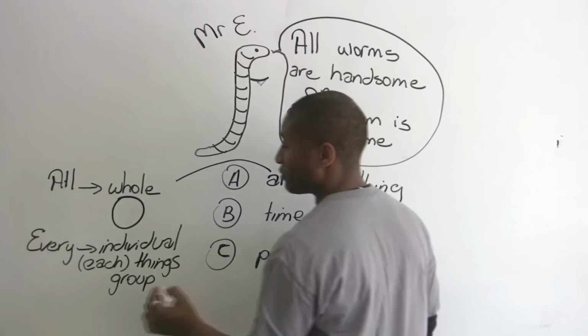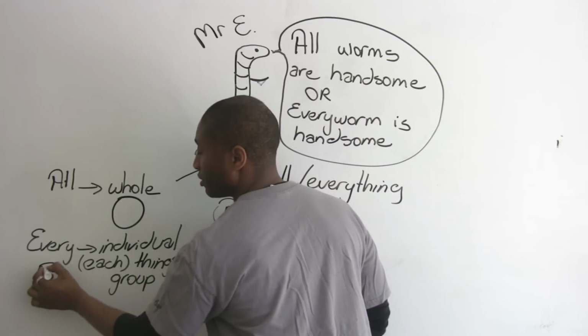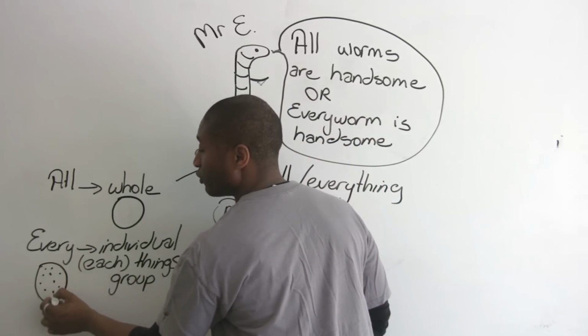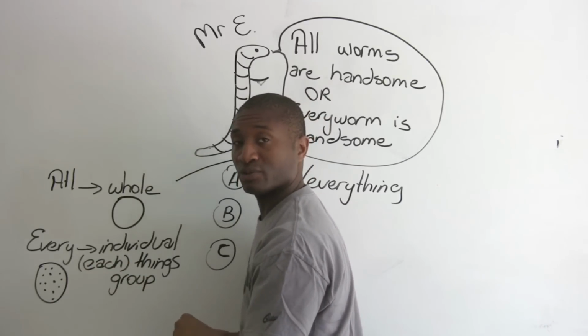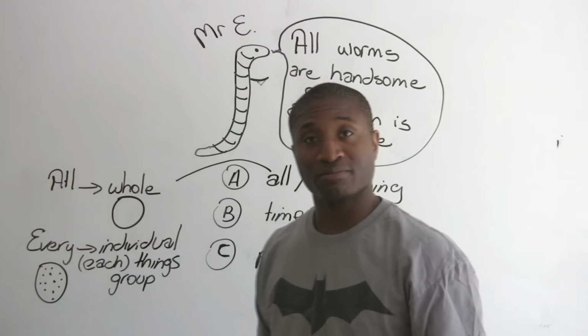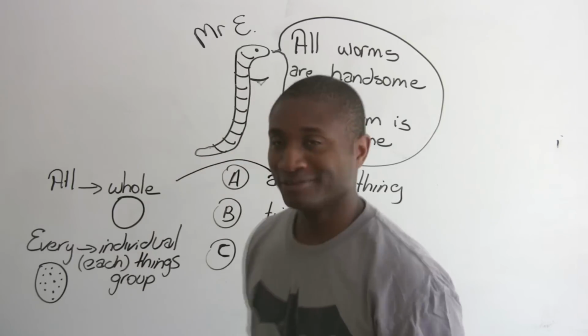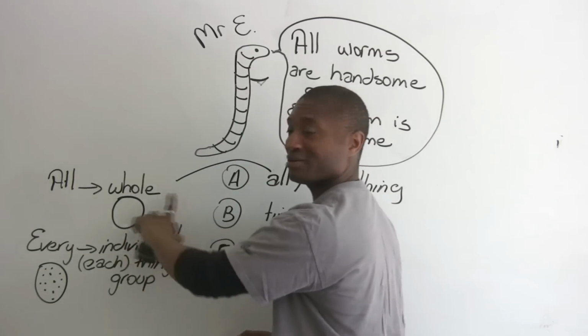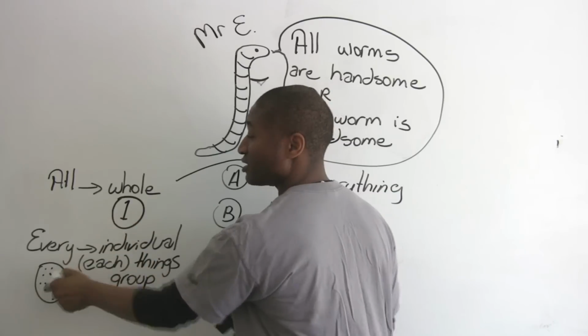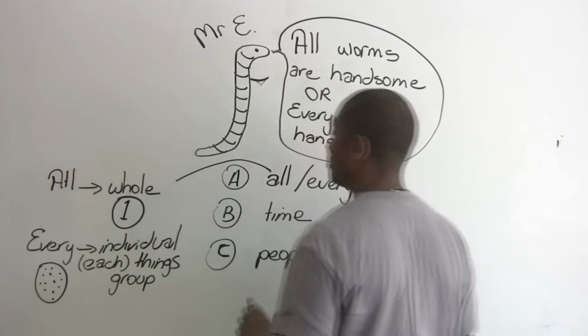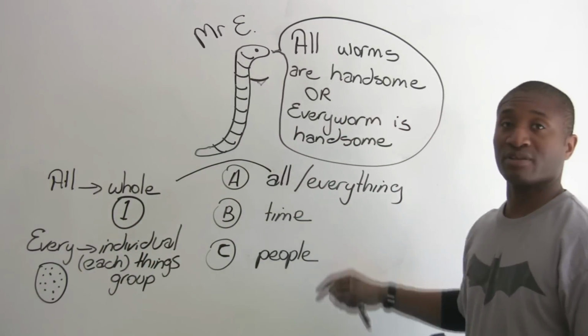Every, what we have is this. We have a circle, and we are talking about the group, but we're talking about all the things in that group as individuals. Understand? I know you do. Okay, so we talk about the whole as one piece, and this, you consider it like this, as one, and this as the parts of the whole. Good. So, the first thing we're going to look at is all and everything.